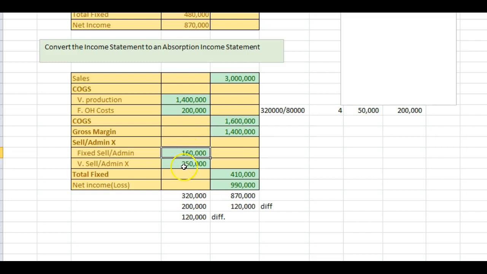Here's my selling. Here's my variable selling. And here's my total. I don't know why I've got that there. Should be period. Sorry, guys. $410, and I have a net income of $990. In the other one up here, you had $870. Okay, your difference is $120. If I compare my fixed factory overhead to my fixed factory overhead here, that's a $120 difference, which is the difference between the net income.